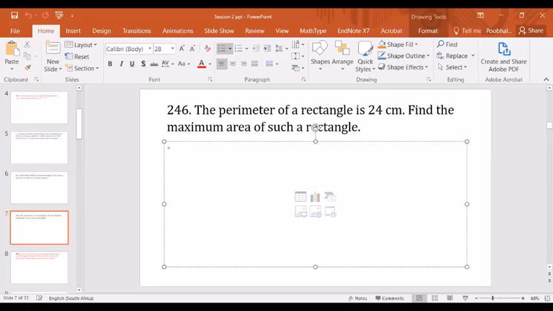Okay, so you've got the perimeter is 24. Find the maximum area of such a rectangle. All right, this problem is not really that difficult, and I can go through this somewhat quickly. So let's first understand the question.